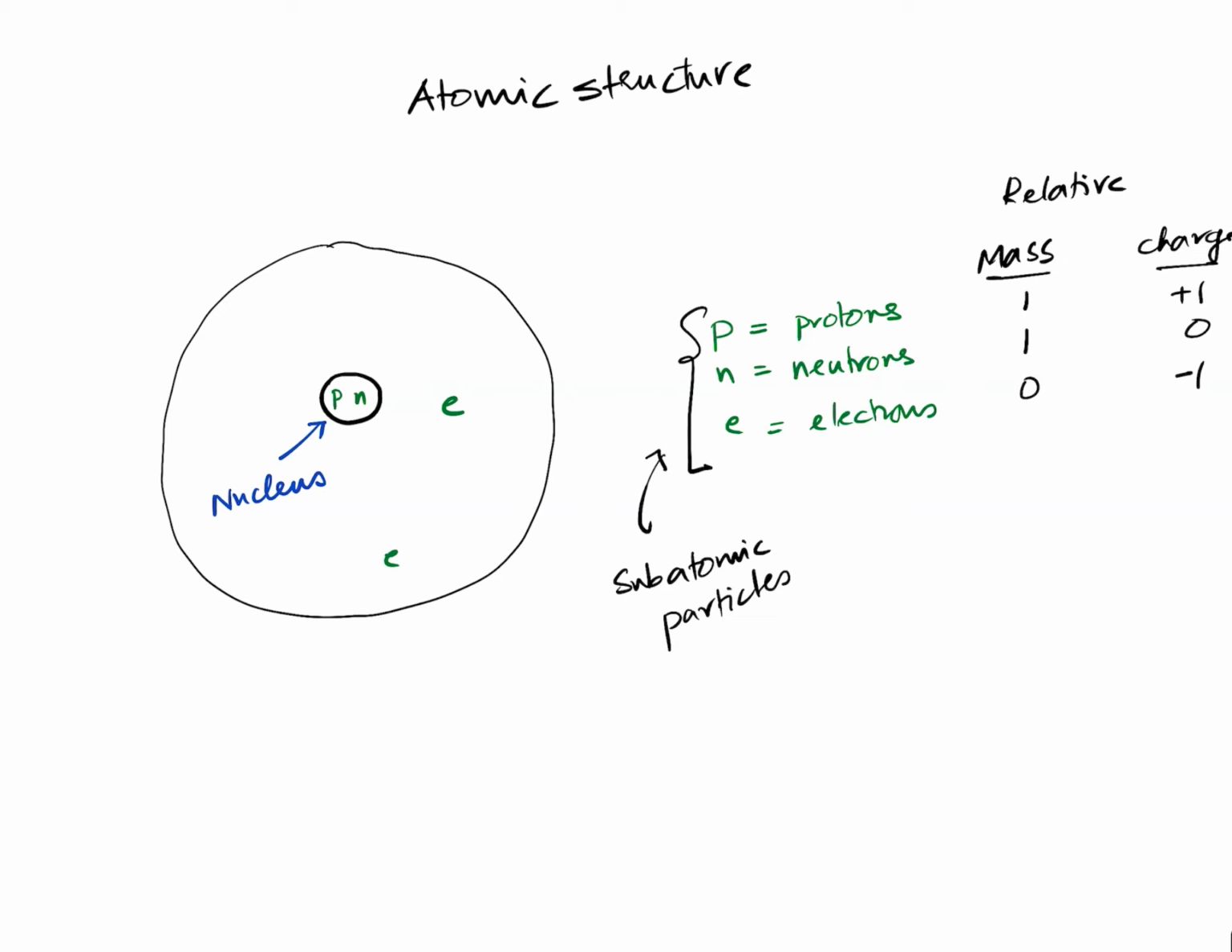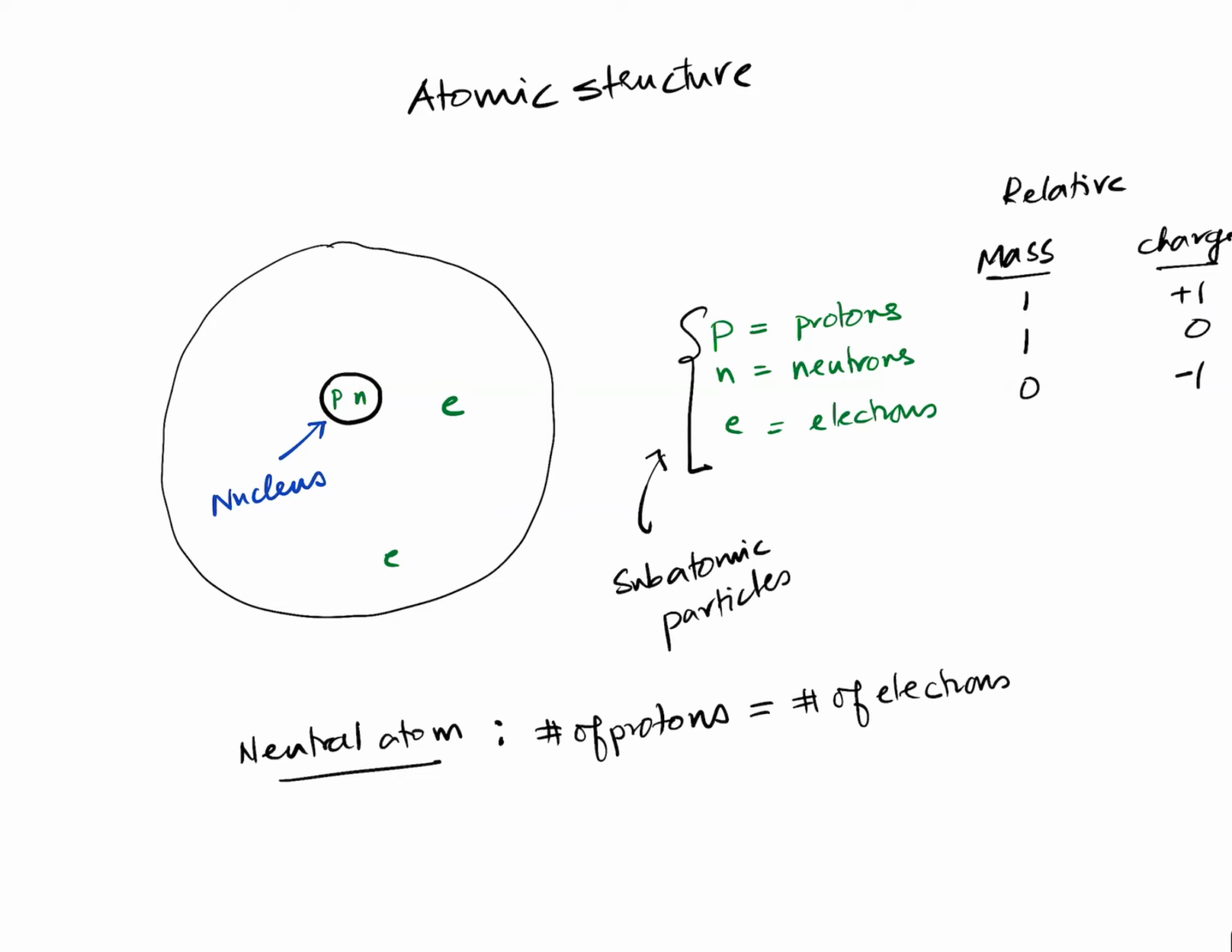So if you look at the complete structure of an atom, for a neutral atom, you basically have the number of protons equaling the number of electrons. And why is that? That's because the charge of an electron is -1 and the charge of a proton is +1.